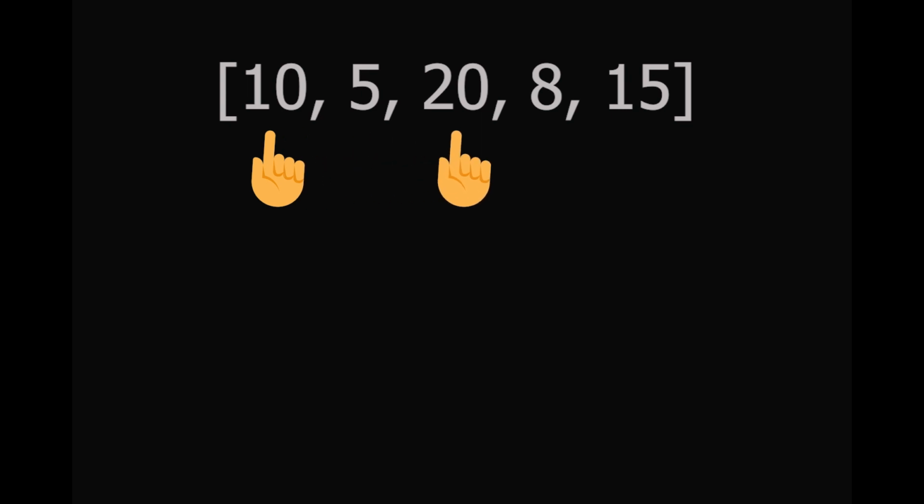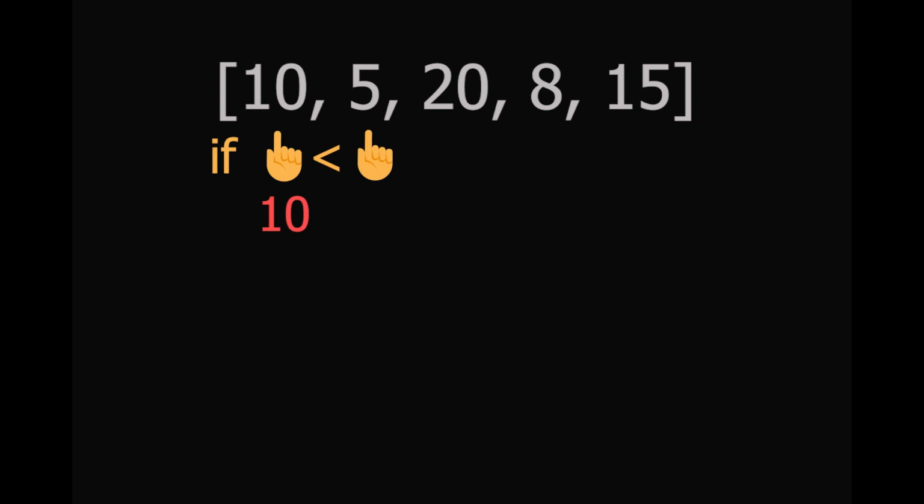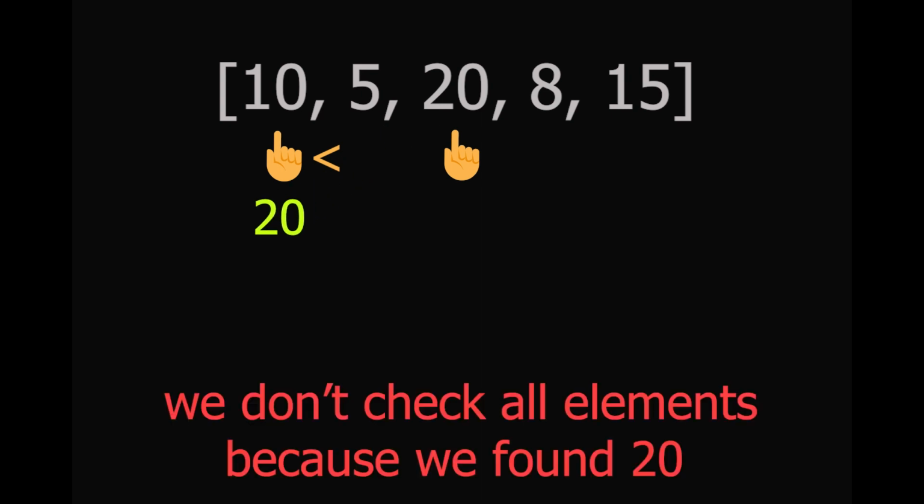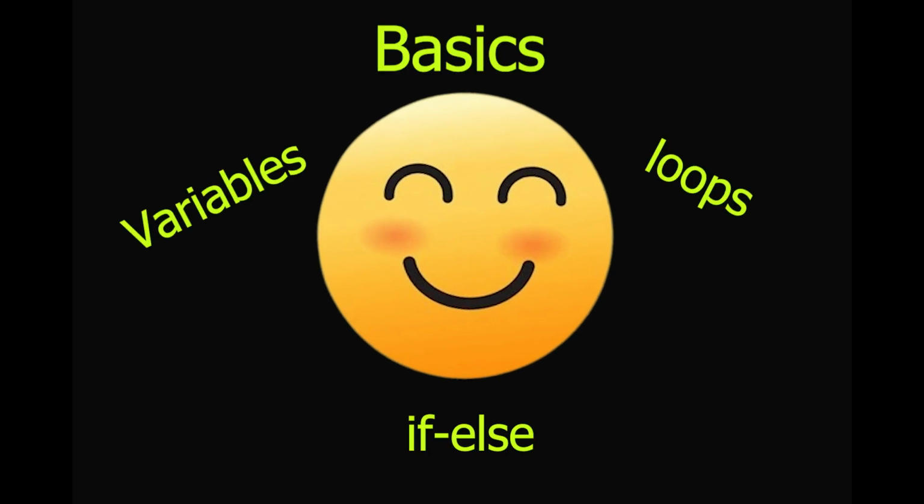Now compare it with each subsequent element. If a subsequent element is larger, update the largest. After checking all the elements, the largest element found is the result. Now, how can we write code for our built logic? It is simple. If you have solid understanding of the basics like variables, if else, and loops, etc.